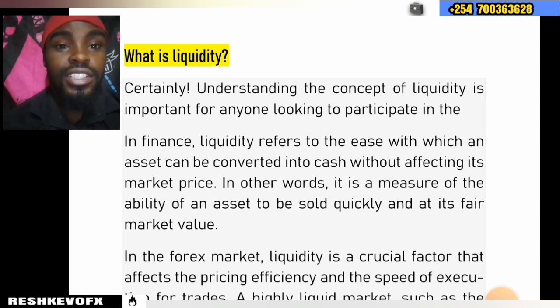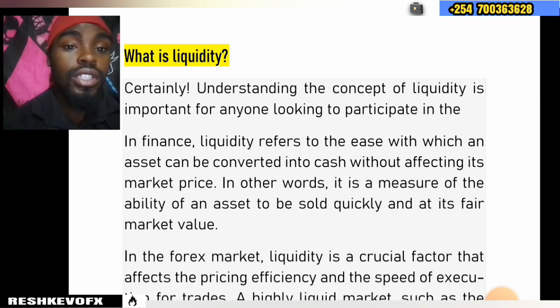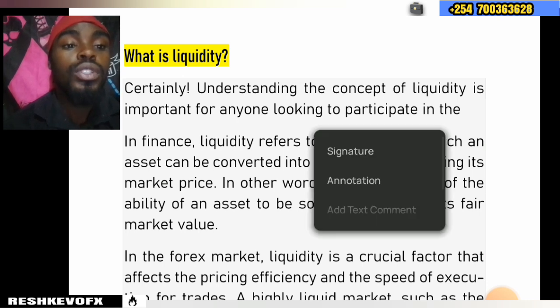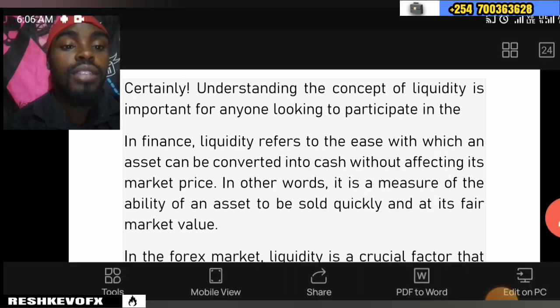Let's read together. What is liquidity? Certainly, understanding the concept of liquidity is important for anyone looking to participate in finance, that is foreign exchange, forex. Liquidity refers to the ease with which an asset can be converted to cash without affecting the market. In other words, it is a measure of the ability of an asset to be sold quickly at a fair market price.